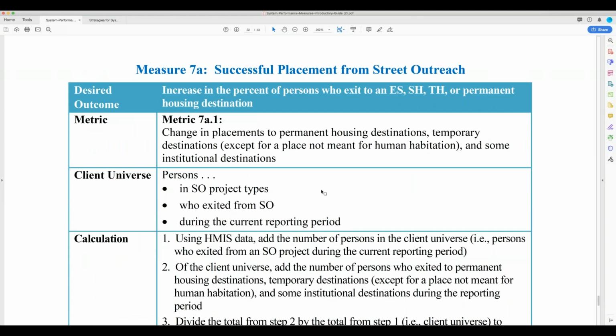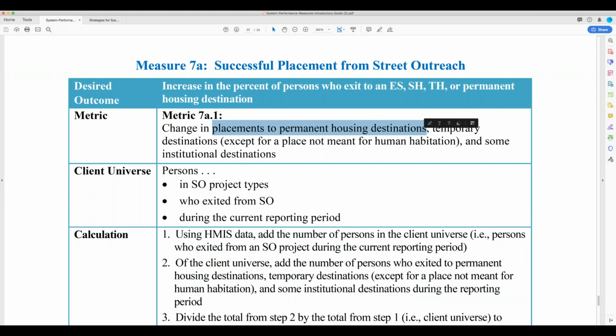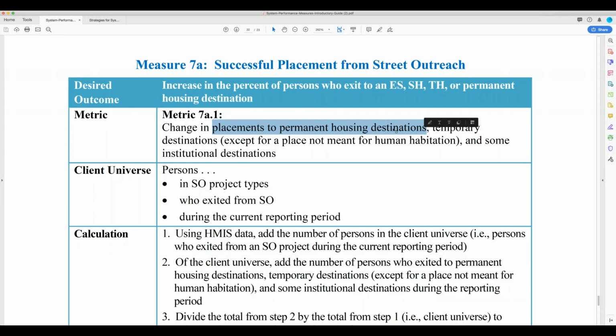All right, so we're on to the last measure, and then we'll move on to some strategies to actually impact these system performance measures. So measure 7A, successful placements. So measure 7, all of the variations are about successful placement. And what it means by successful placement is exits or placements to permanent housing destinations, okay? And really, we're talking about how did we solve that person's homelessness while they were in this project or in our system? Did they get to a good outcome?